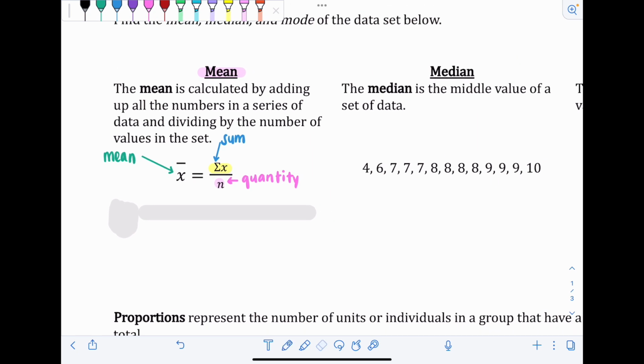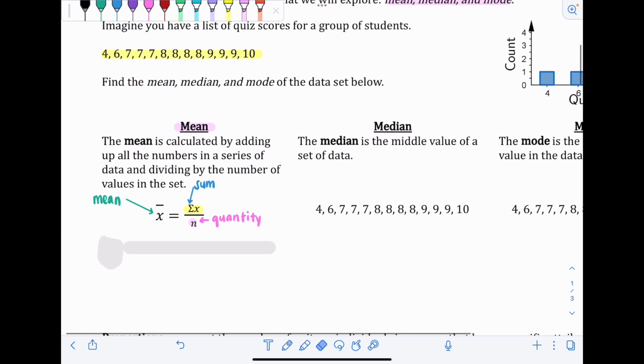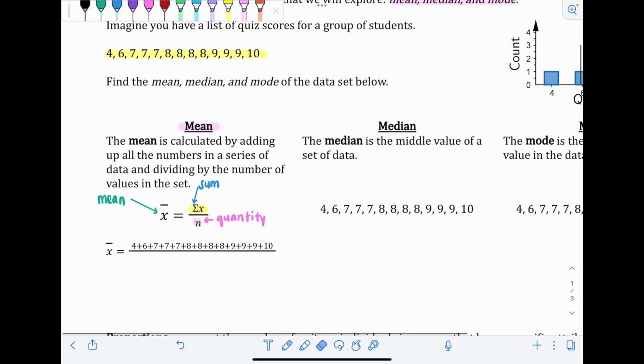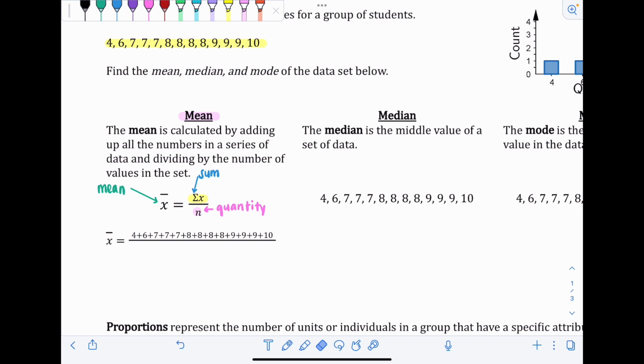Okay, so to find the mean, we'll say x bar, or the mean, is equal to, and then in the numerator, we're going to add up all of the numbers together. I didn't want to write them because I thought they would get really messy, so I just typed them. So 4 plus 6 plus 7 plus 7 plus 7 plus 8 plus 8 plus 8 plus 8 plus 9 plus 9 plus 10. Sorry, it's kind of hard to say. And then we're going to divide that by the quantity of numbers in that set, which is 13 numbers in that data set.